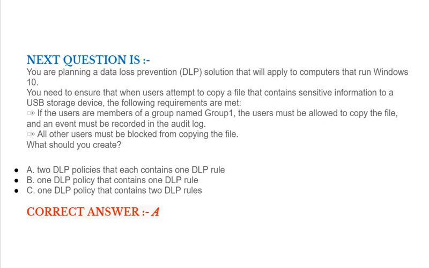What should you create? Option A: two DLP policies that each contains one DLP rule. Option B: one DLP policy that contains one DLP rule. Option C: one DLP policy that contains two DLP rules. Correct answer is option A.